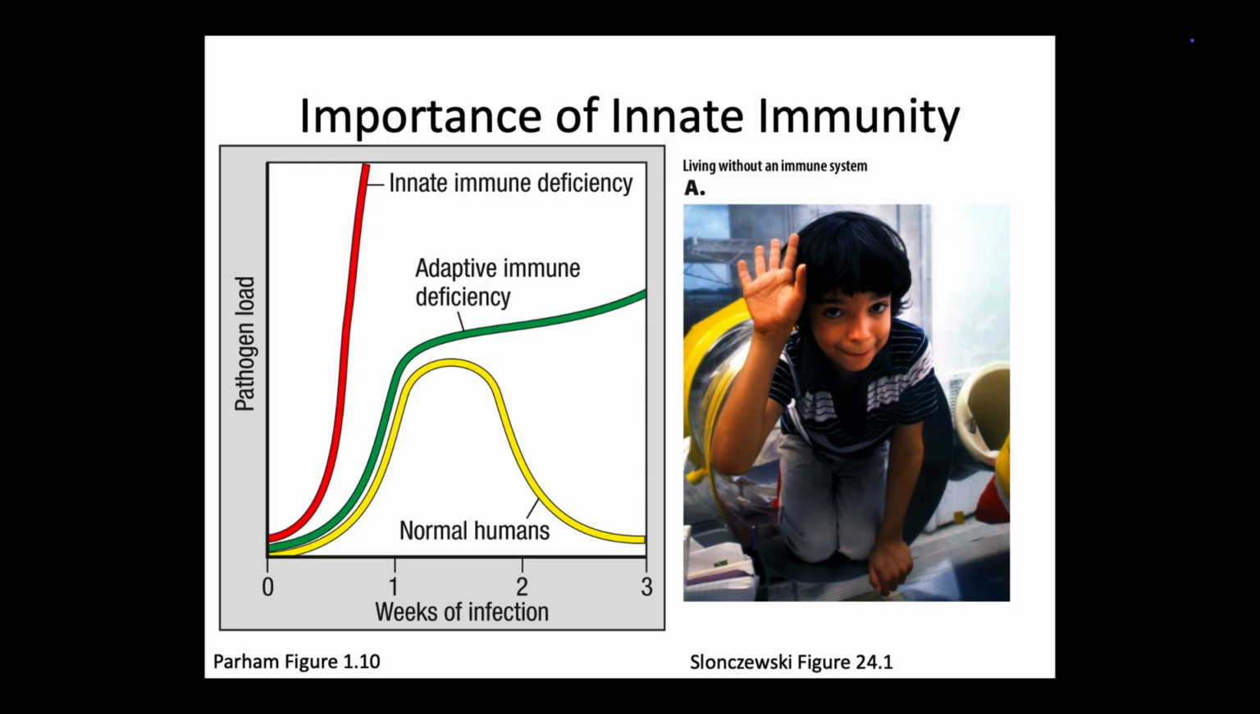There are people who are born without adaptive immune responses. There are some conditions where people are born without adaptive immune systems. The little boy on the right is one example of this. He has a disease where he does not have an adaptive immune system.